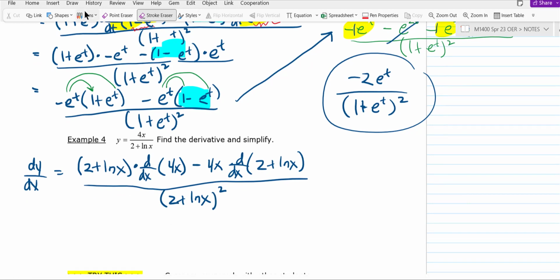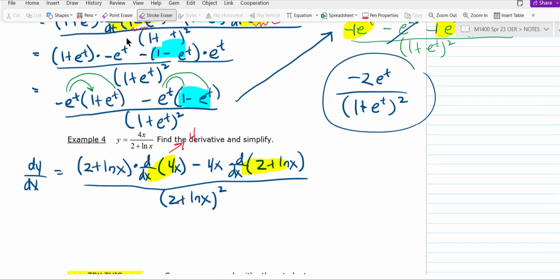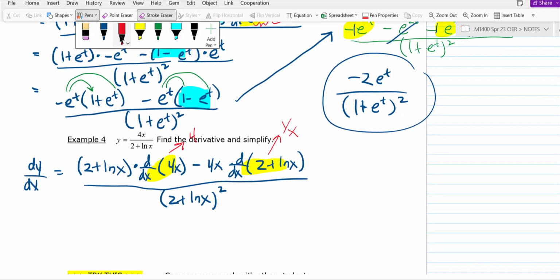All right, so we've got it in the quotient rule. That's generally not a problem for students. Now we just need to get these two derivatives done, which I think we're doing pretty well on today. Derivative of 4x is 4. What's the derivative of 2 plus ln x? Derivative of 2 is 0. What's the derivative of ln x? There we go. Good. Oh, that sounded great, in unison, the whole class.